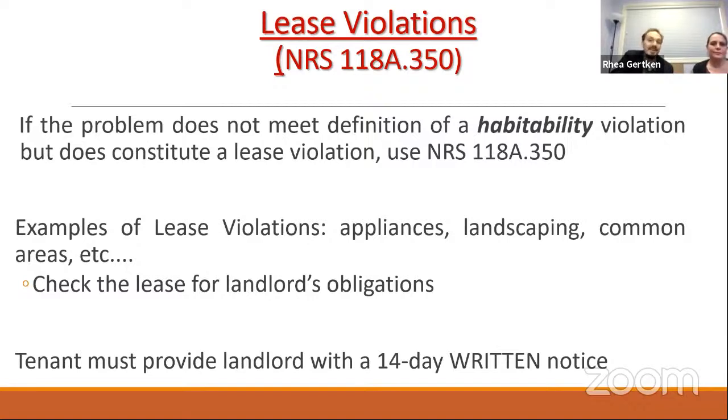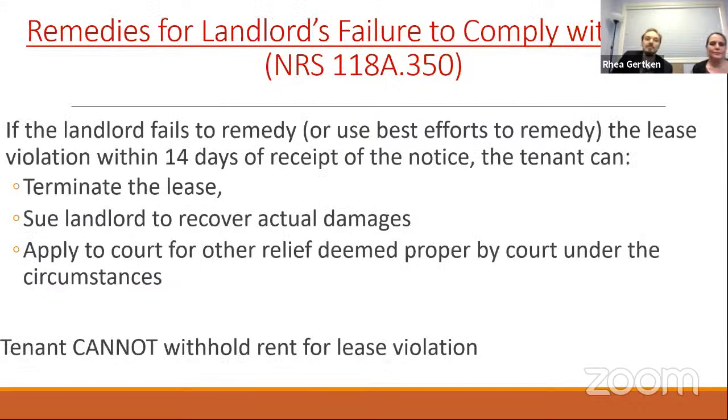Lease violations are like habitability problems in that the tenant has to provide the landlord with 14 days of written notice of the problem. They're also a lot like habitability problems, where the remedies are: if the landlord doesn't make their best efforts to fix the problem within the 14 days of receipt of the written notice, the tenant can terminate the lease and move out, sue the landlord to recover actual damages, or apply to the court for other relief deemed proper by the court under the circumstances.